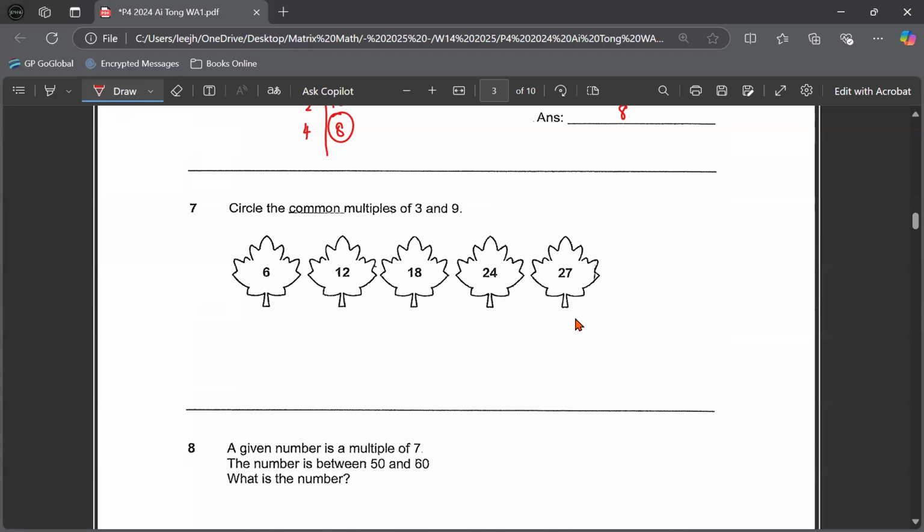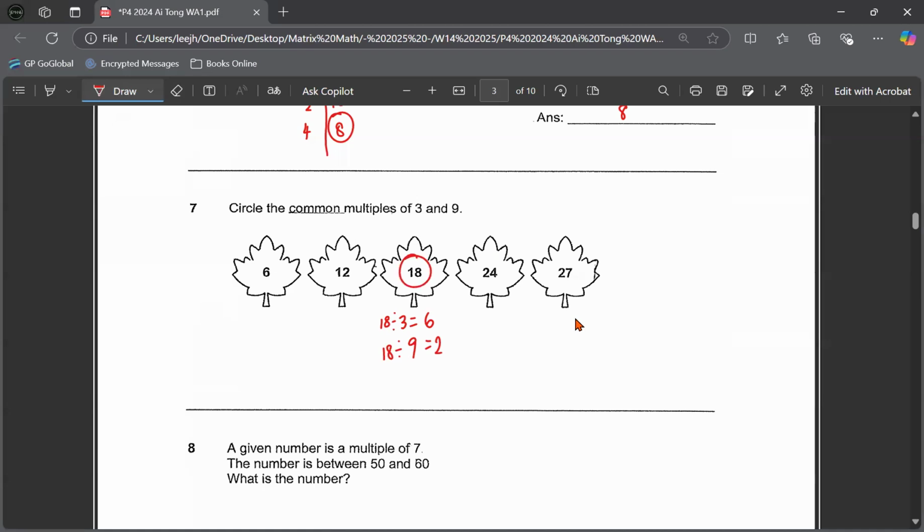So this one cannot. 12 can be divided by 3, but 12 cannot be divided by 9. So this one also cannot. Okay. So this one, 18. 18 can be divided by 3, because when you divide by 3, you get 6. But now 18, let's check. Can it be divided by 9? Yes, because you get a 2. So this is one of the common multiples of 3 and 9.